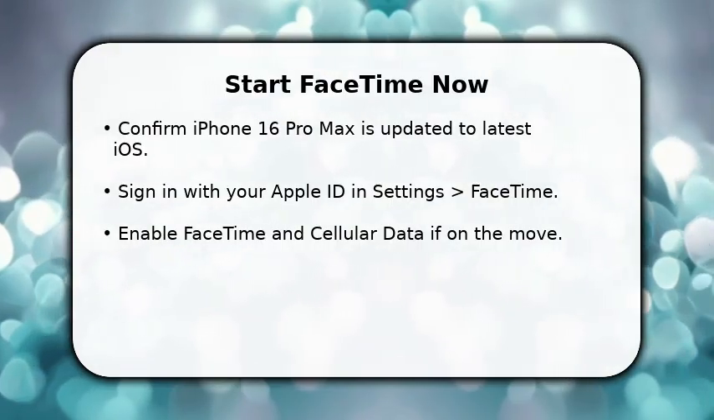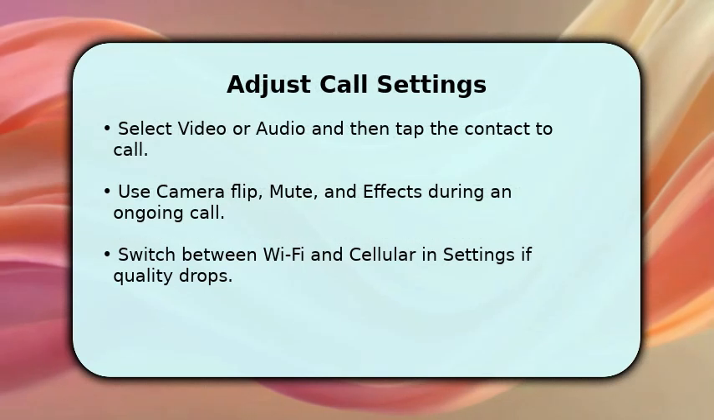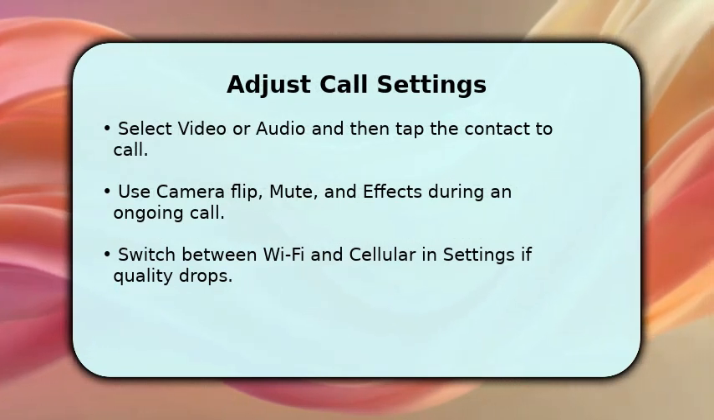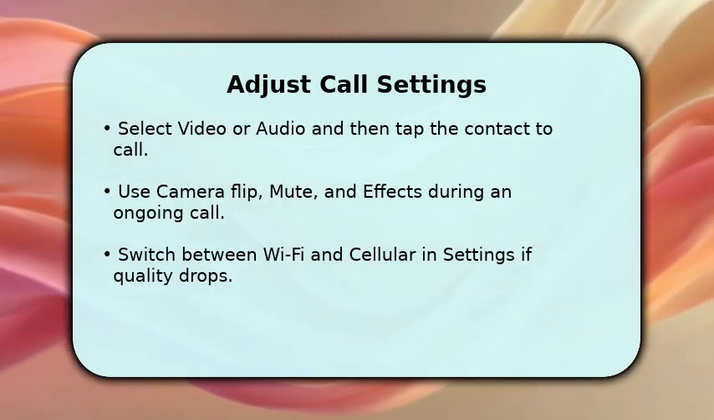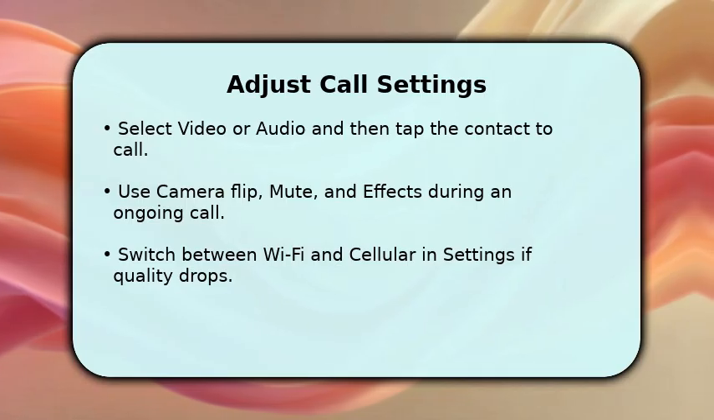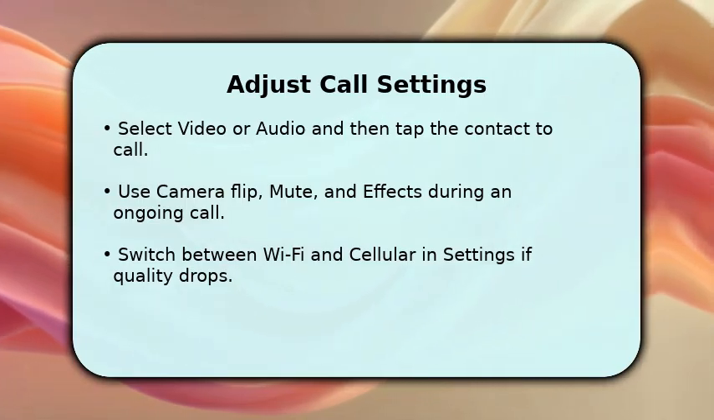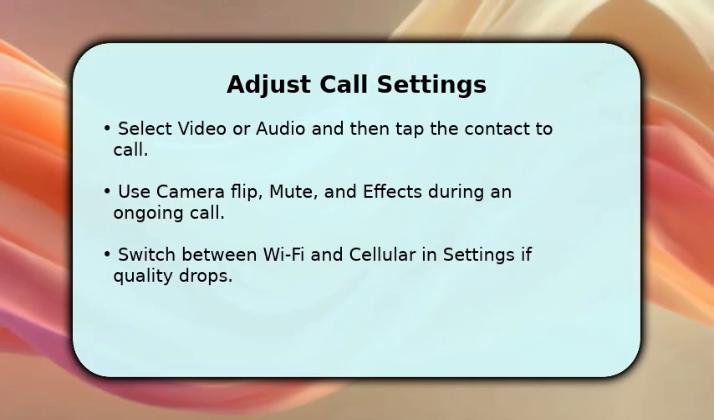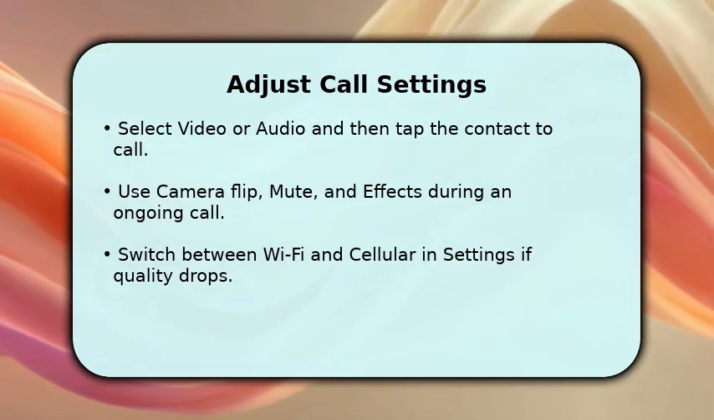Once you've started the call, focus on optimizing the experience. Tap the screen to reveal controls and flip the camera if you want to show something. You can mute your mic, enable effects like portrait blur, or add a filter for lighting. These are practical for clarity and privacy.